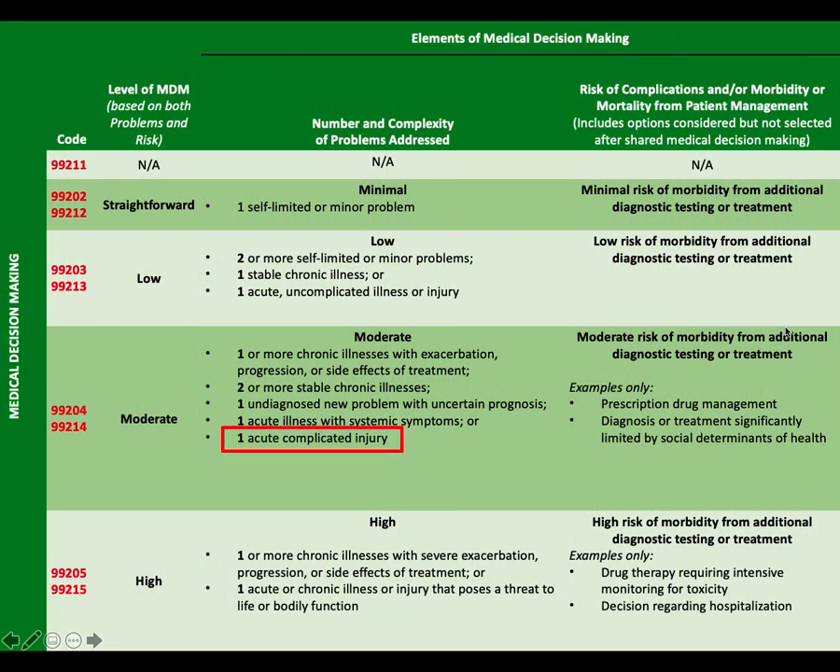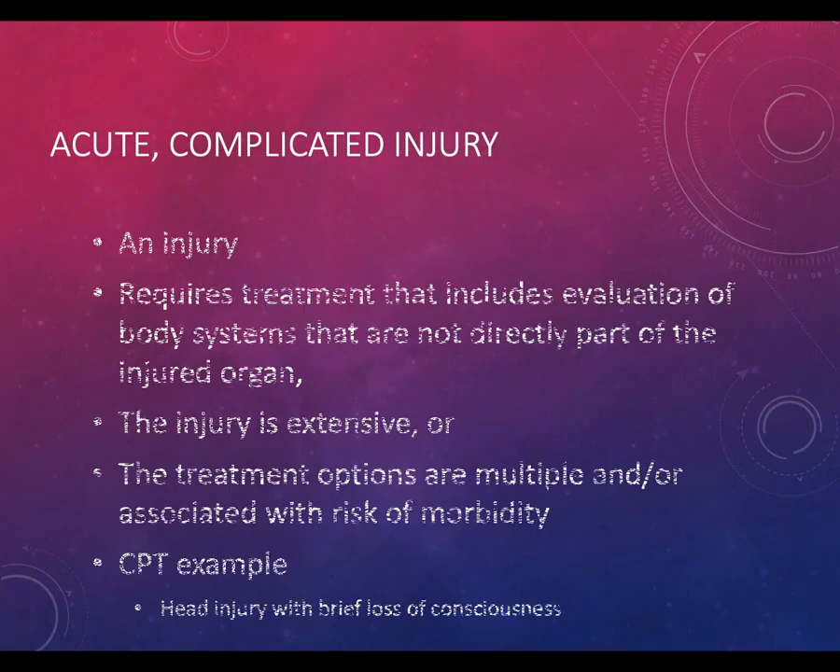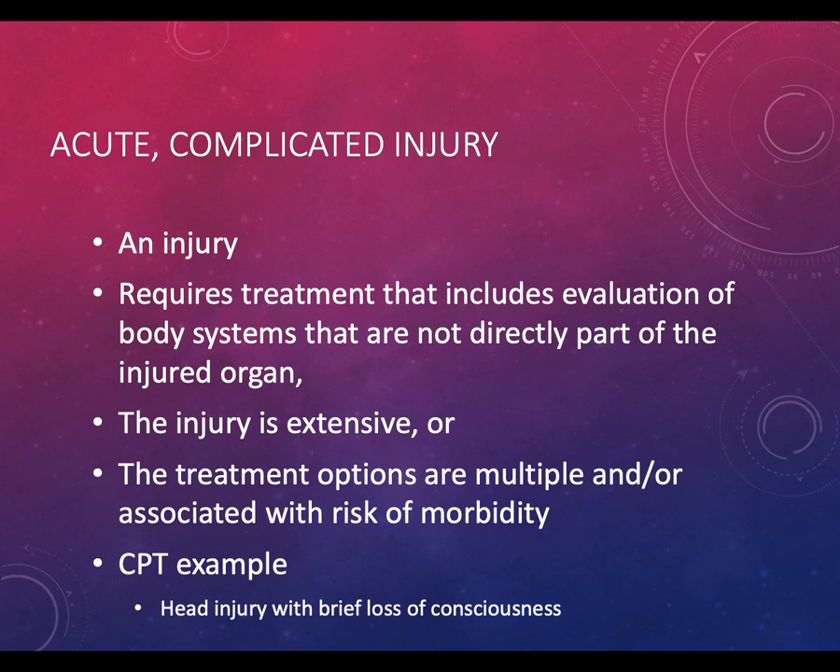Next is acute complicated injury. An acute complicated injury may not sound related to psychiatry, but think of the CPT example, head injury with brief loss of consciousness, that is being managed for possible emotional sequelae. Nonetheless, the definition is an injury which requires treatment that includes evaluation of body systems that are not directly part of the injured organ, the injury is extensive, or the treatment options are multiple and/or associated with risk of morbidity.